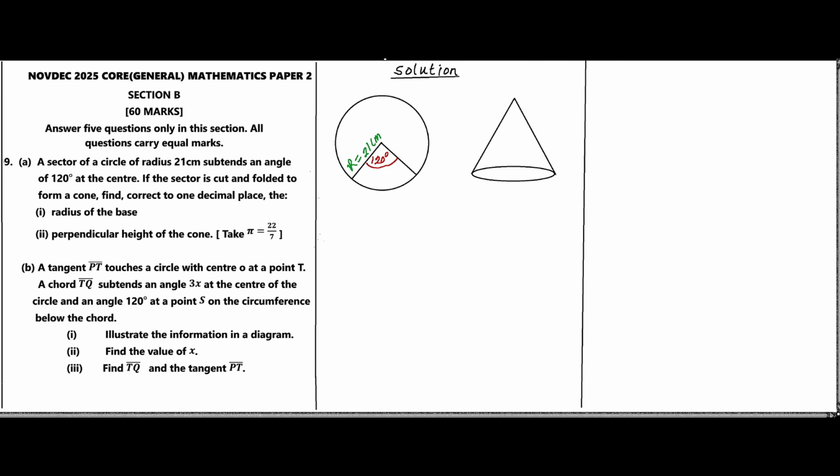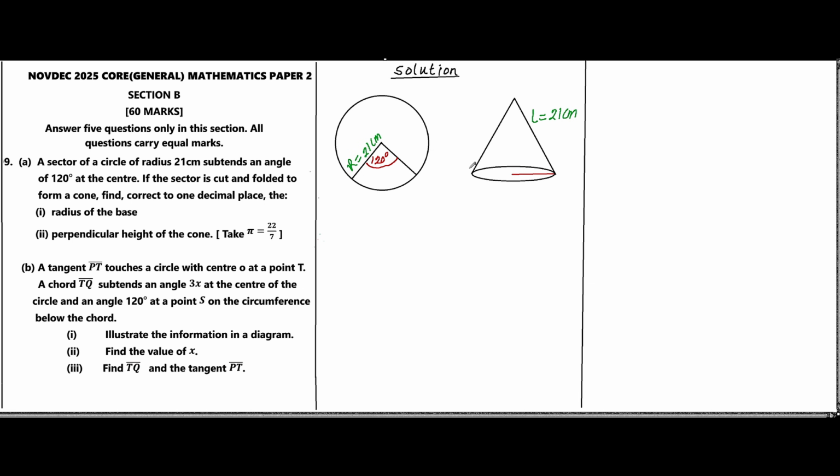Then we have to find, to one decimal place, the radius of the base. So one thing is for sure, once this particular sector is folded into a cone, the radius of the sector becomes the slant height of the cone. Take note, the radius of the sector becomes the slant height of the cone. I'm representing the slant height as L. So that is 21 centimeters.